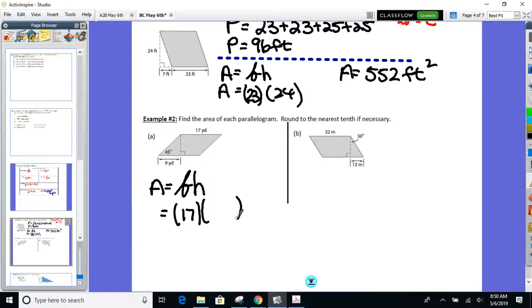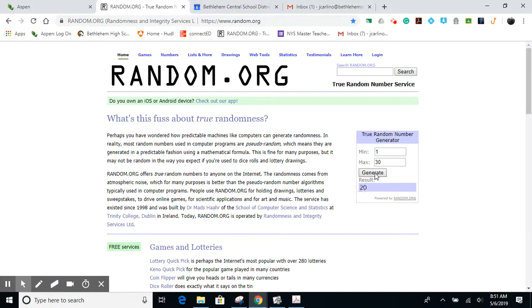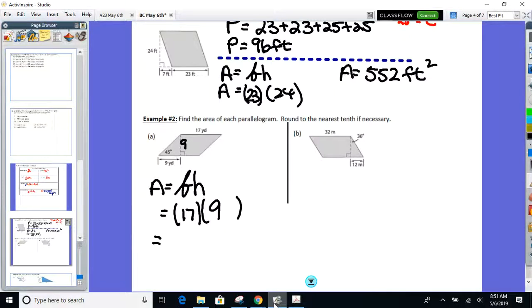Remember our rules? 45, 45, 90. Which angle measure is the 9 across from? 45. And I'm looking for the height, which is across from the other 45. They're always the same. So that's also 9. The sides across from the 45 are equal. Area of this parallelogram. Feet. Yard squared. Thank you. Everyone all good?